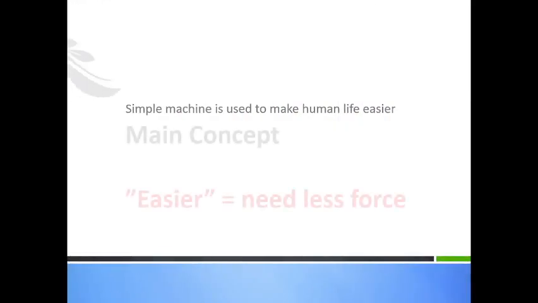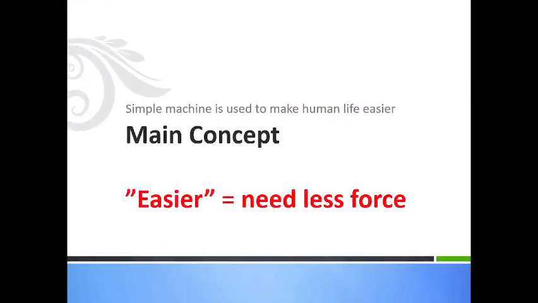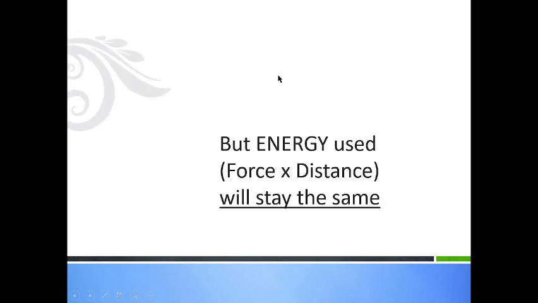Okay, so a simple machine is something that we use to make human life easier. Easier here means we need less force to pick up or to lift something. For example, if the object is too heavy, we can lift it with a smaller force using this simple machine. But the energy used, in this case energy is force times distance, will stay the same. I'll explain later what this means.